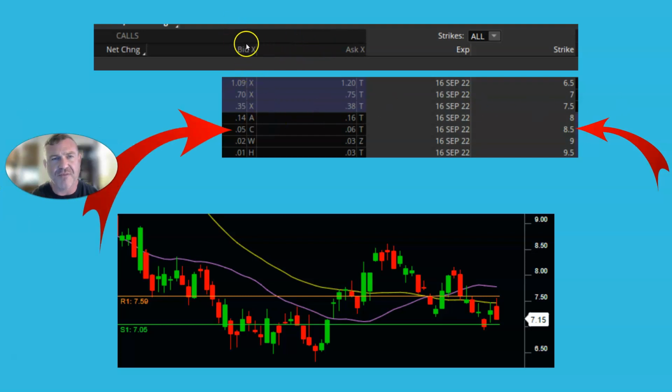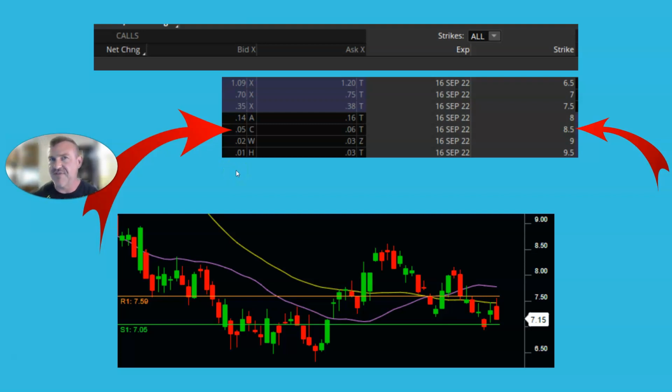So under the bid and the ask, when you're selling, you're always going to get the lower number. When you're buying, you're always going to have the higher number. That's just how it is. So I see that for selling a call option at the 850 strike price, right there, I can get paid 5 cents. But remember, that's 5 cents times 100 shares. So I get paid $5.